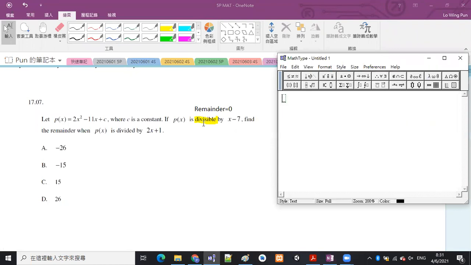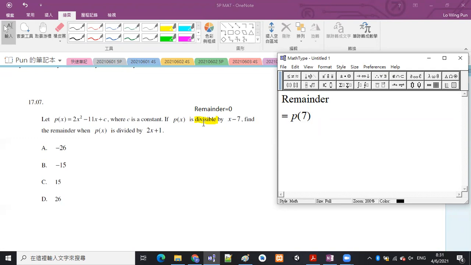So the remainder is equal to P(7). Does any student not understand how this 7 comes about? Does anyone need an explanation here? This 7, okay? Yes. And it is divisible by x minus 7, and then you do it in the draft paper.